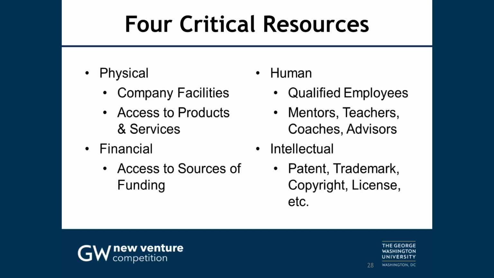And then finally, there's the intellectual. These may include patents or trademarks, copyrights, licenses that you have developed that make your product unique and defensible, so that other potential competitors cannot copy what you're doing. So these are the 4 critical resources that you may need in order for your business model to move forward.